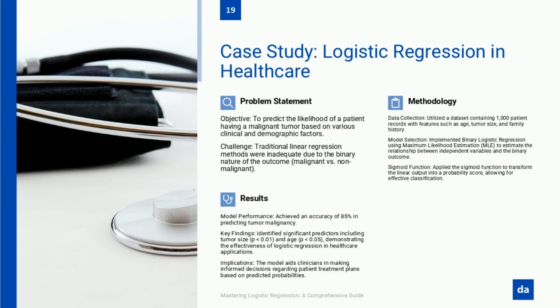Now here's where we face our first big challenge: imbalanced data. If only 10% of patients in our dataset have malignant tumors, our model might just predict benign every time and still achieve 90% accuracy. Useless, right? That's why we use precision, recall, and F1 score rather than just accuracy to measure the model's effectiveness.